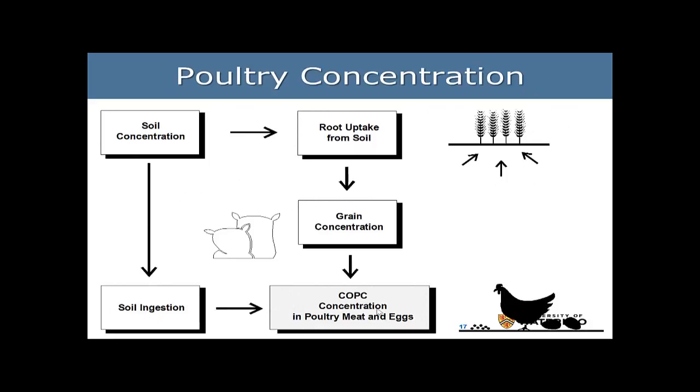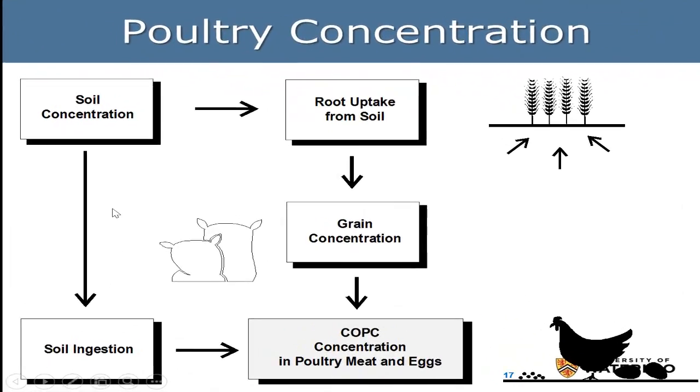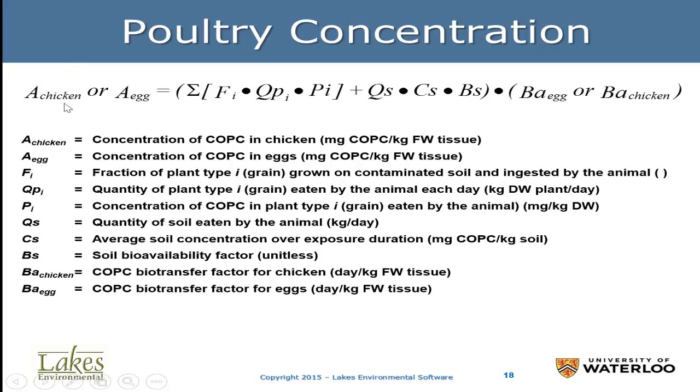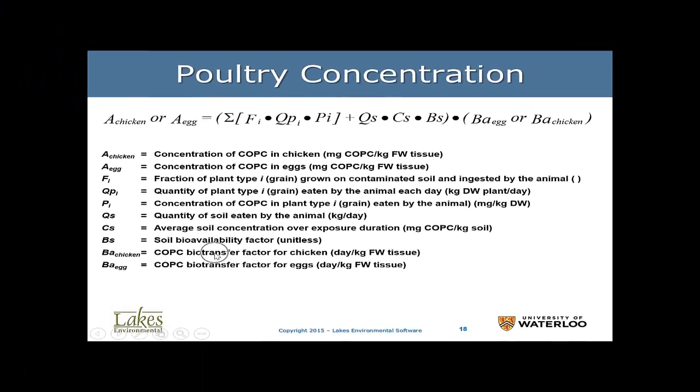Poultry concentration: we will consider that chickens need to ingest a little bit of soil for their digestion. All the birds are like this. It will have soil plus the grain concentration, and we consider this to be free-range chicken, by the way. This is how we compute the chicken concentration and the egg concentration, and the only difference is here: the biotransfer factor for chicken and the biotransfer factor for eggs.